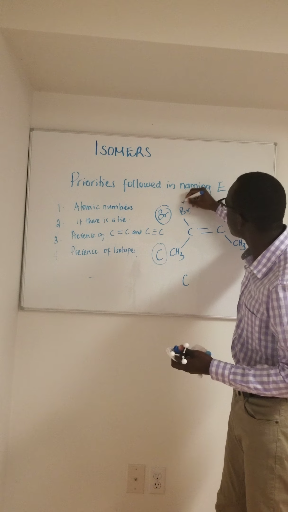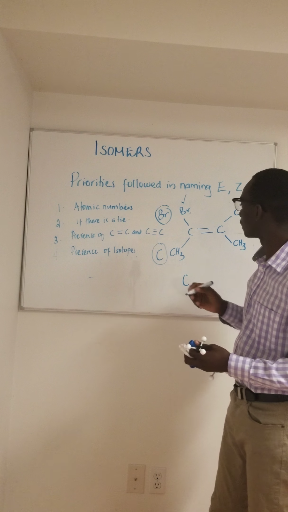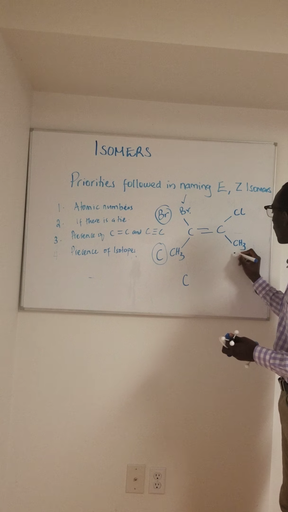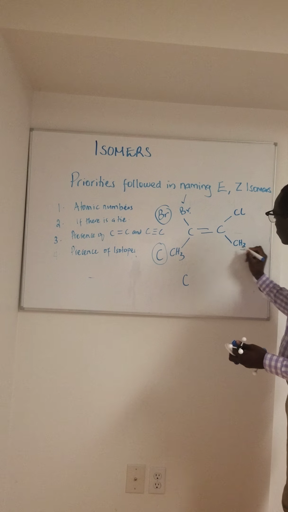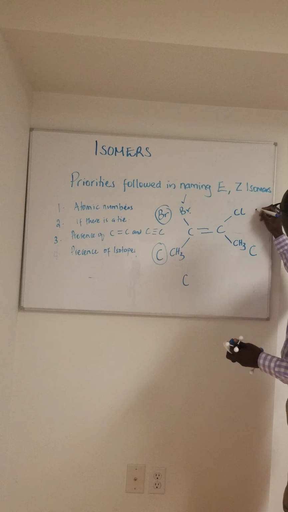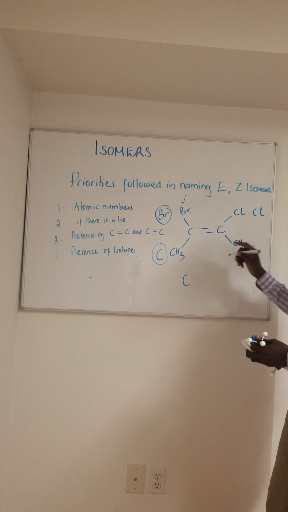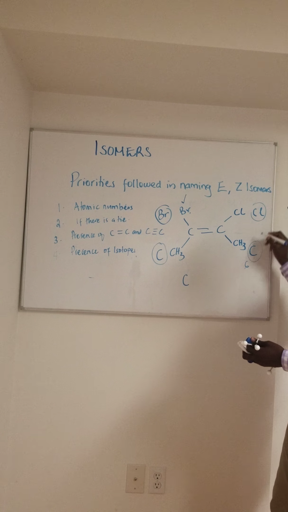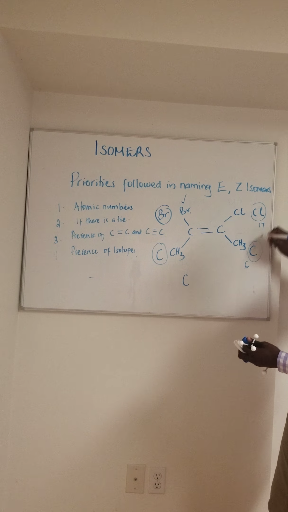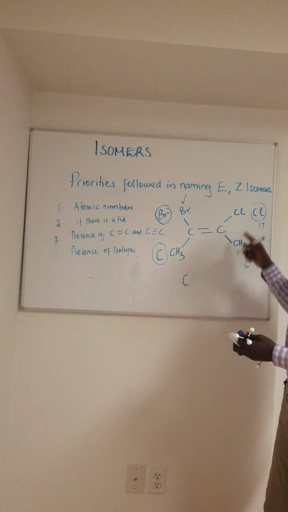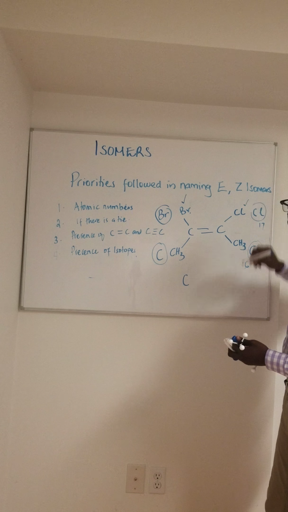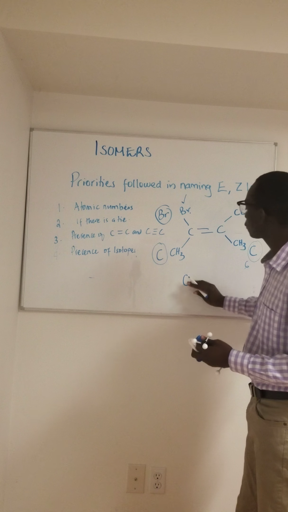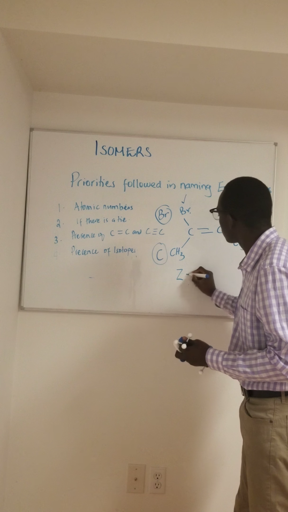So now this takes our first higher priority. Then we go to this other second carbon. On this carbon, it is bonded to another carbon and also to a chlorine atom. We know that chlorine weighs heavier than carbon. This is atomic number 6, and this is atomic number 17. Therefore, chlorine is heavier than carbon, so this will take the higher priority. Since we have two higher priorities on the same side, this qualifies to be a Z isomer.